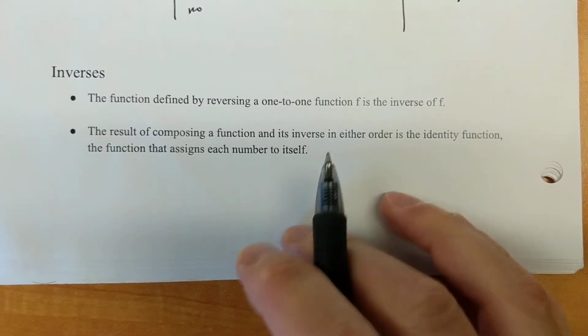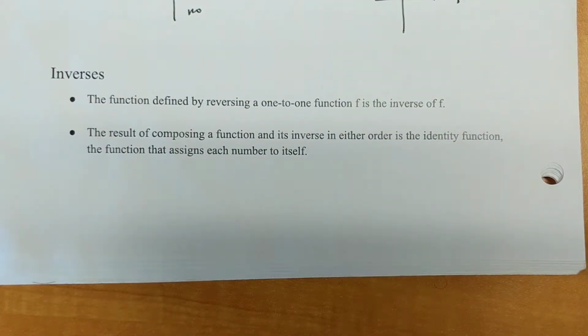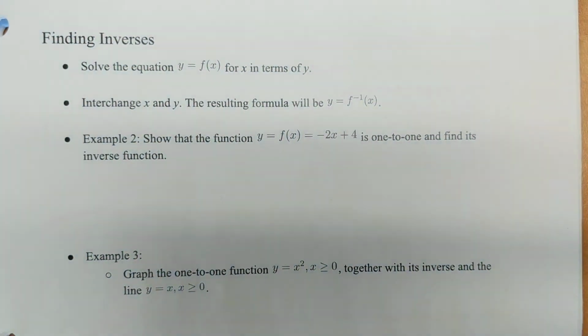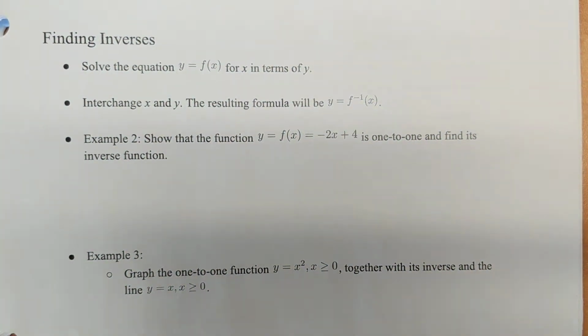So the reason you talk about one-to-one is that you're talking about inverses. If you reverse a one-to-one function, you have the inverse of f. And if you compose a function with its inverse in either order, you get x, so the function returns its own value. Okay, so finding inverses. So see the steps here.